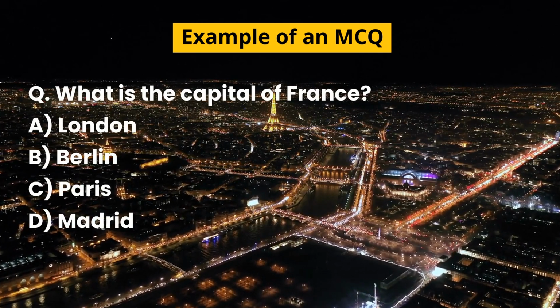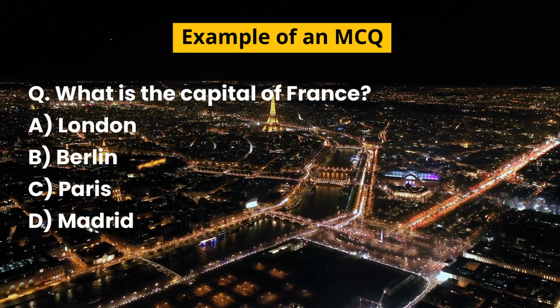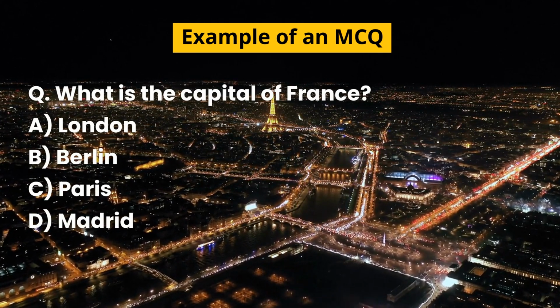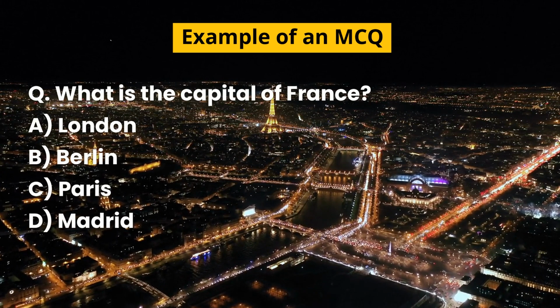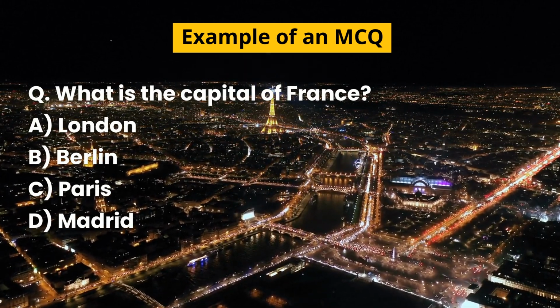Example of an MCQ. Question. What is the capital of France? The options are A. London, B. Berlin, C. Paris, D. Madrid. The correct answer is C.